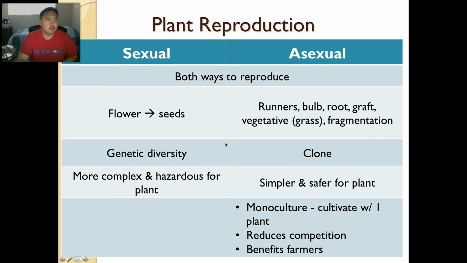Plant reproduction, again, we talked about very briefly. They could be sexual reproduction, which means you need 2 different organisms to create an offspring. It gives me more diversity. Or you could do asexual, like budding, or these runners like strawberries. You clone yourself, and it's simpler and it's safer, but you just don't get the diversity. It reduces competition, and it benefits the farmers because it grows really fast, and it just reproduces itself.